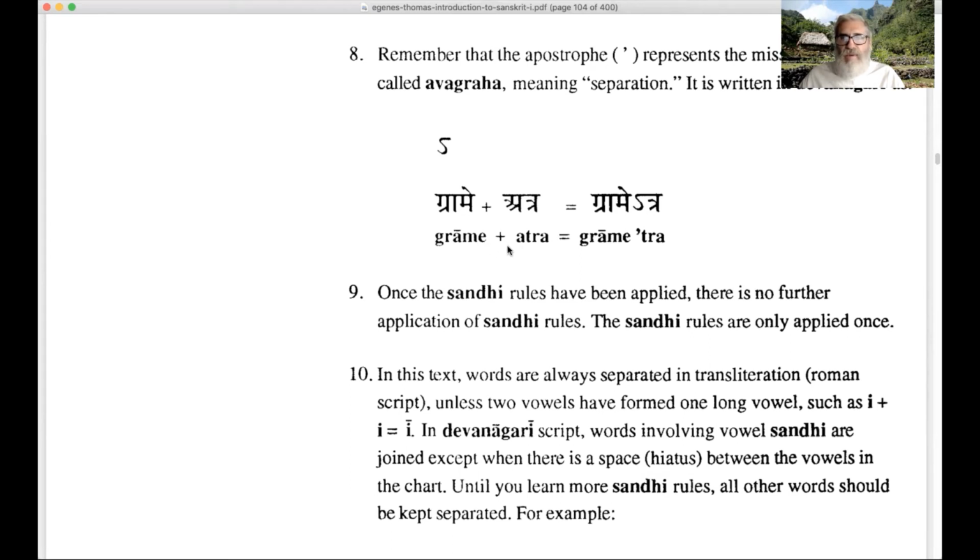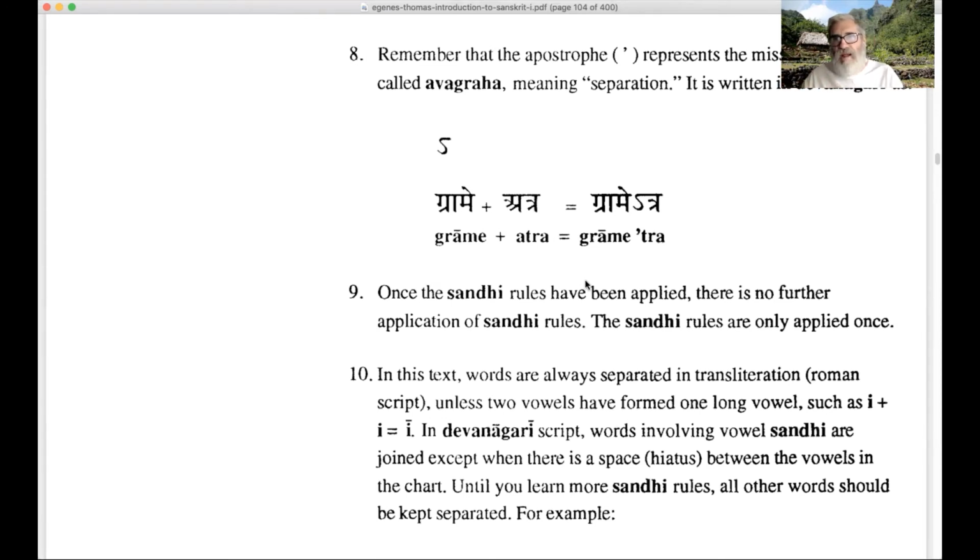So A plus short A, right? It becomes grame tra. The A is dropped. The A is dropped because if I say grame atra, I have to make a big break and it doesn't flow properly. So in order to make it flow, I just drop the A and I say grametra, grametra, grametra.